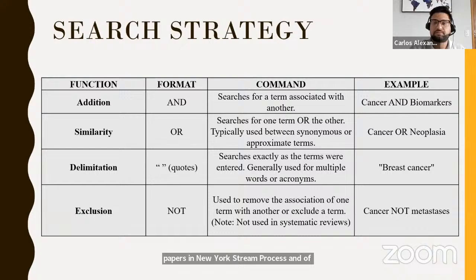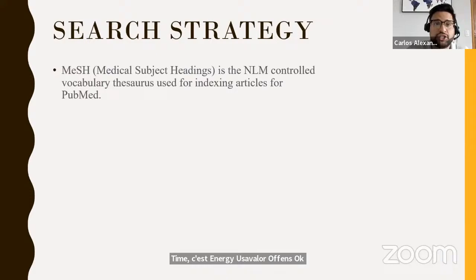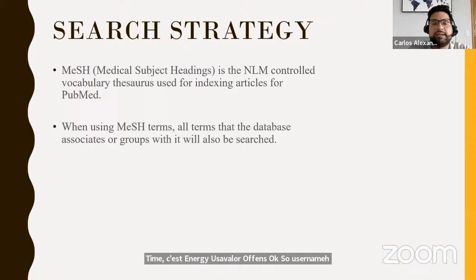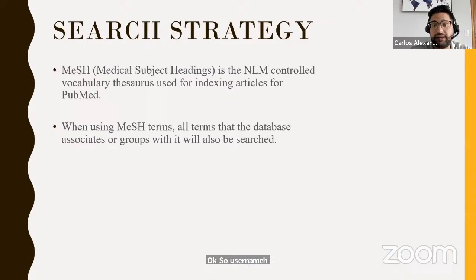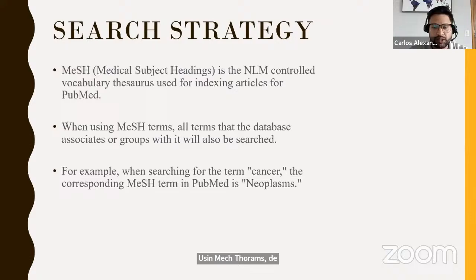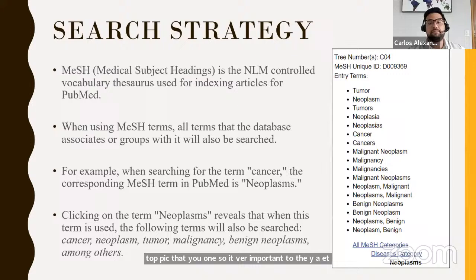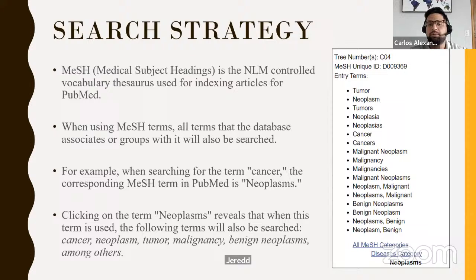Okay, so using MeSH terms. MeSH stands for medical subject headings, and they are used for indexing articles for PubMed, which is very nice because using MeSH terms, you can find all the papers that are related to the topic that you want. So it's very important to select the correct MeSH terms to be used in the search strategy. And I put an example here that you can check in MeSH terms. If you search, for example, cancer, you can see that the corresponding MeSH term in PubMed is neoplasms. And then if you click on that, you can check that you have many other MeSH terms related to that first original term that you searched. So it means that every time in PubMed you search a MeSH term, you're going to retrieve all the results related to the other terms that are related to cancer, for example.